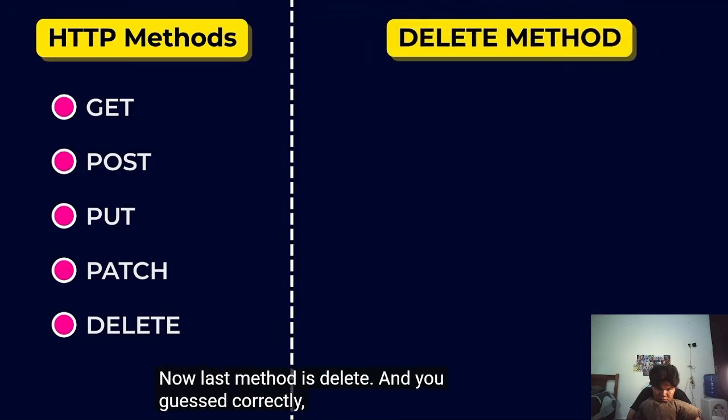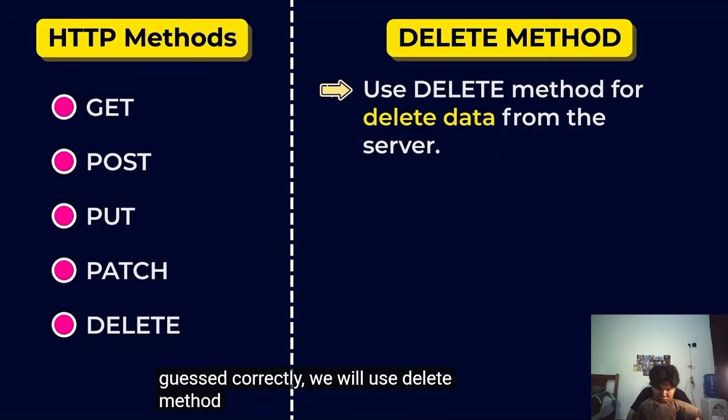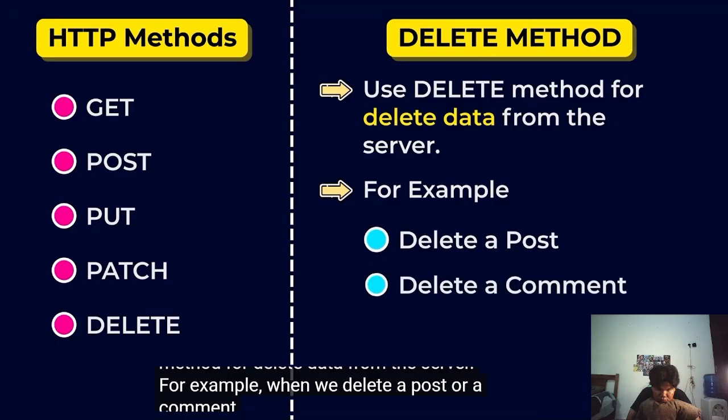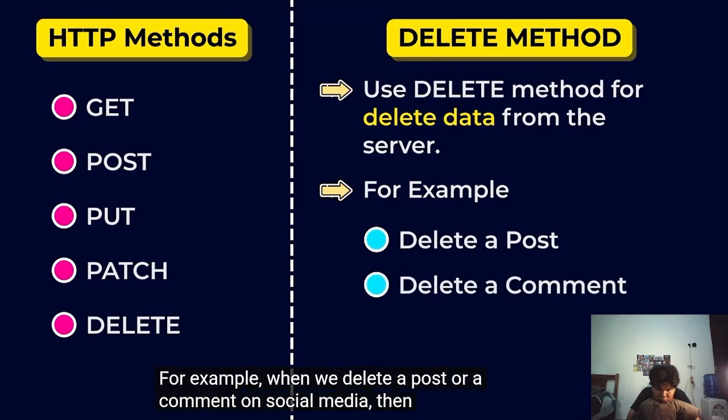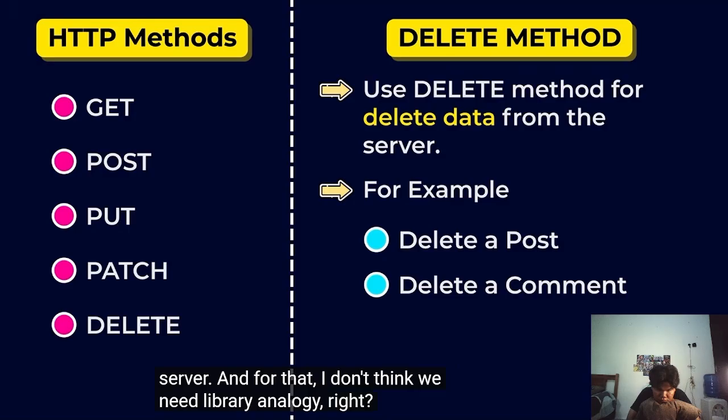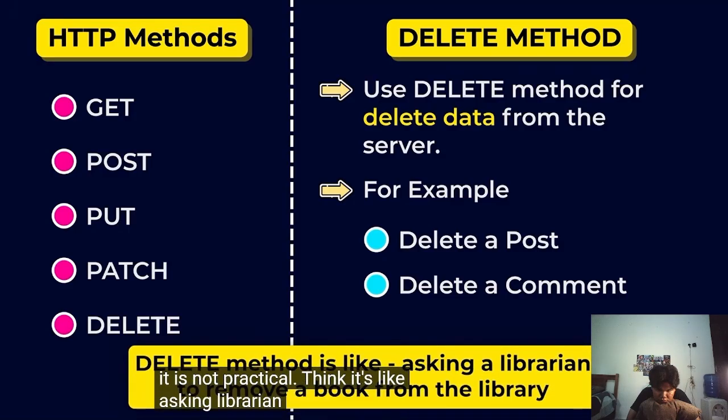Now the last method is delete. And you guessed correctly. We will use the delete method to delete data from the server. For example, when we delete a post or a comment on social media, then a delete request is sent to remove it from the server. And for that, I don't think we need a library analogy, right? And also, it is not practical. Think of it like asking the librarian to remove a book from the library.